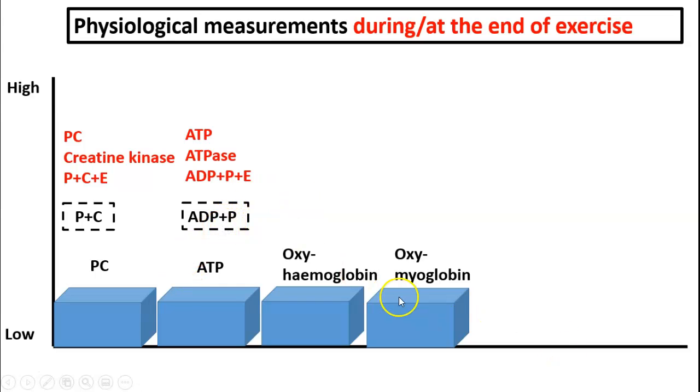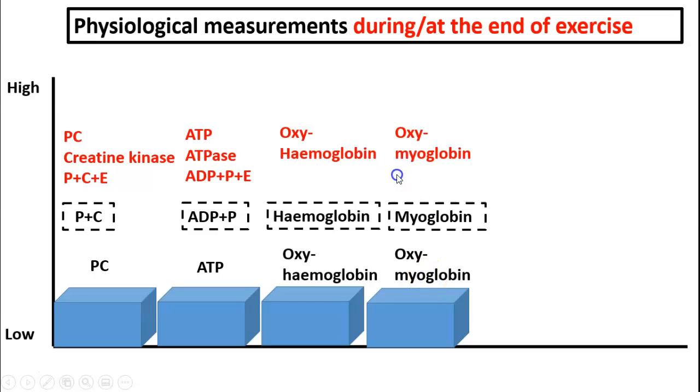And then if we look at oxyhemoglobin and oxymyoglobin, the reason why they're low is the oxygen has been used, so it's not on hemoglobin and myoglobin anymore. So our blood then is just hemoglobin without oxygen bound to it, which means we can't use it to transfer oxygen towards our muscles.